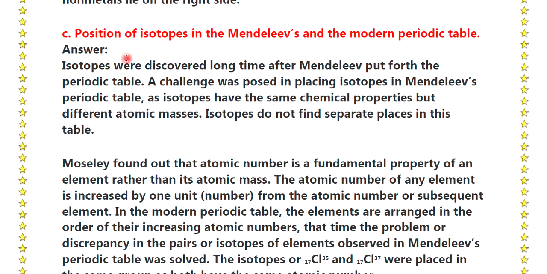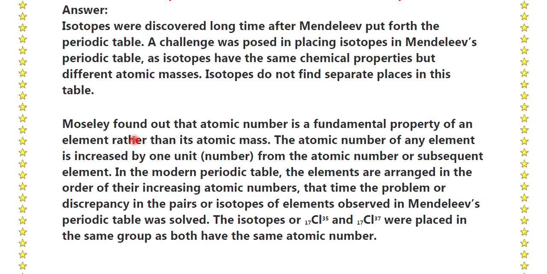C. Position of the isotopes in Mendeleev's and the modern periodic table. Answer. Isotopes were discovered a long time after Mendeleev put forth the periodic table. A challenge was posed in placing the isotopes in Mendeleev's periodic table, as isotopes have the same chemical properties but different atomic masses. Isotopes do not find separate places in this table. Moseley found that atomic number is a fundamental property of an element rather than its atomic mass.